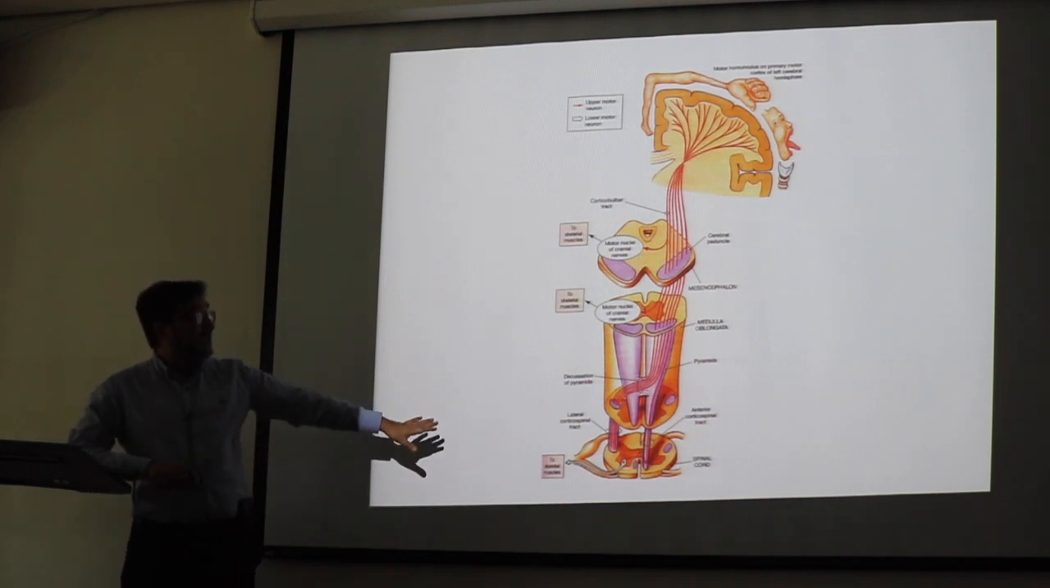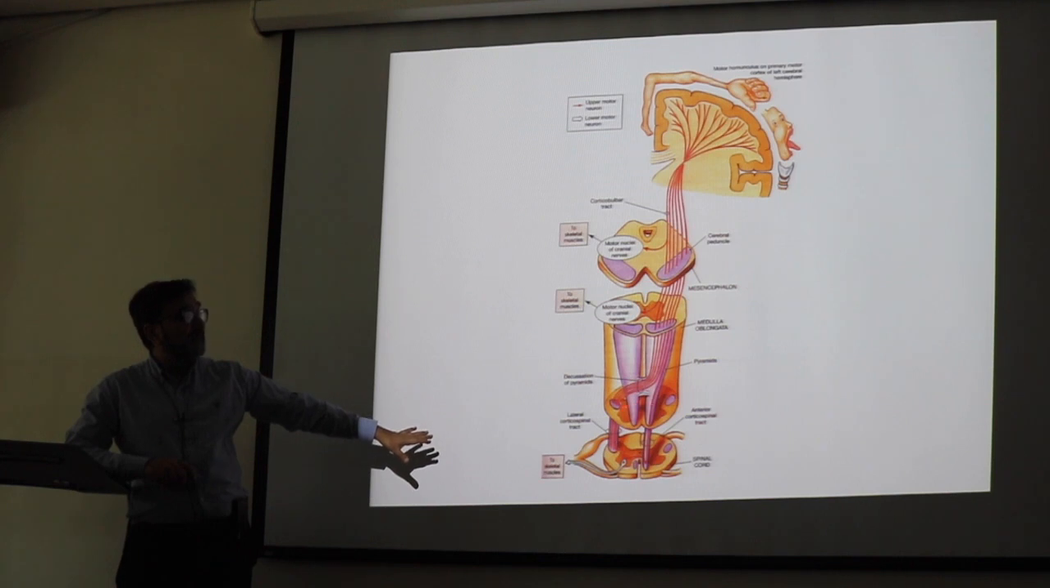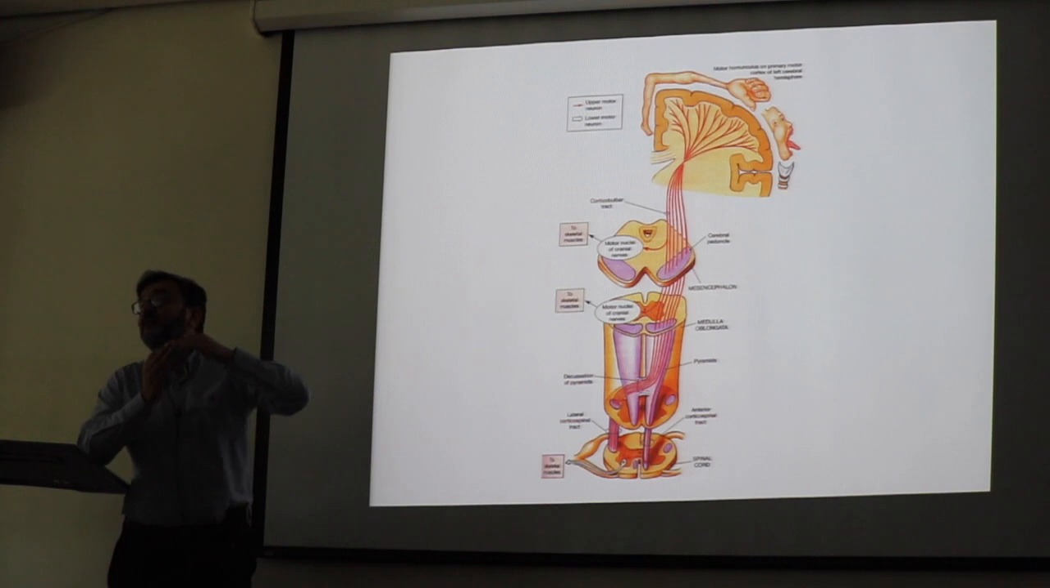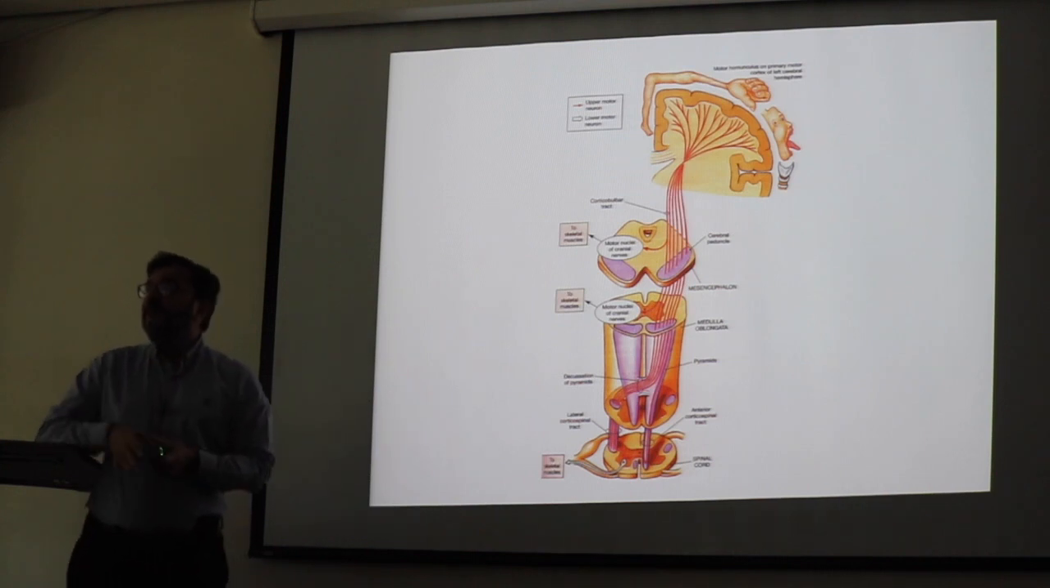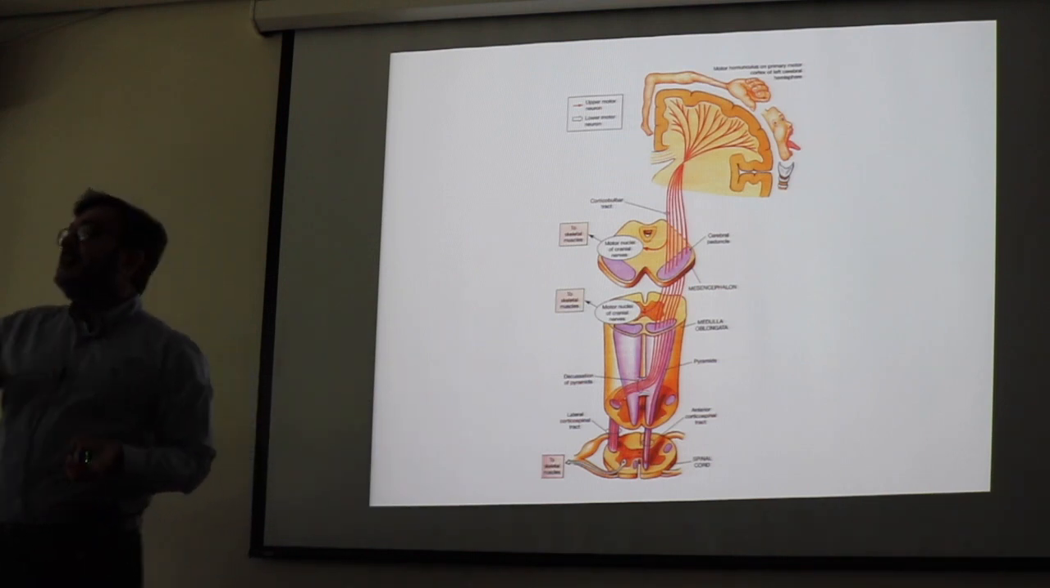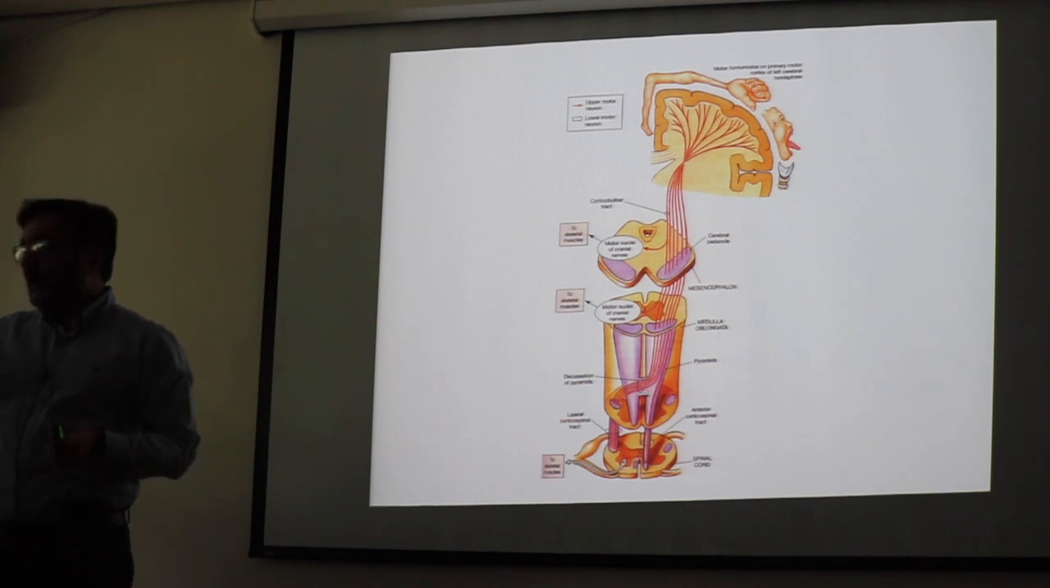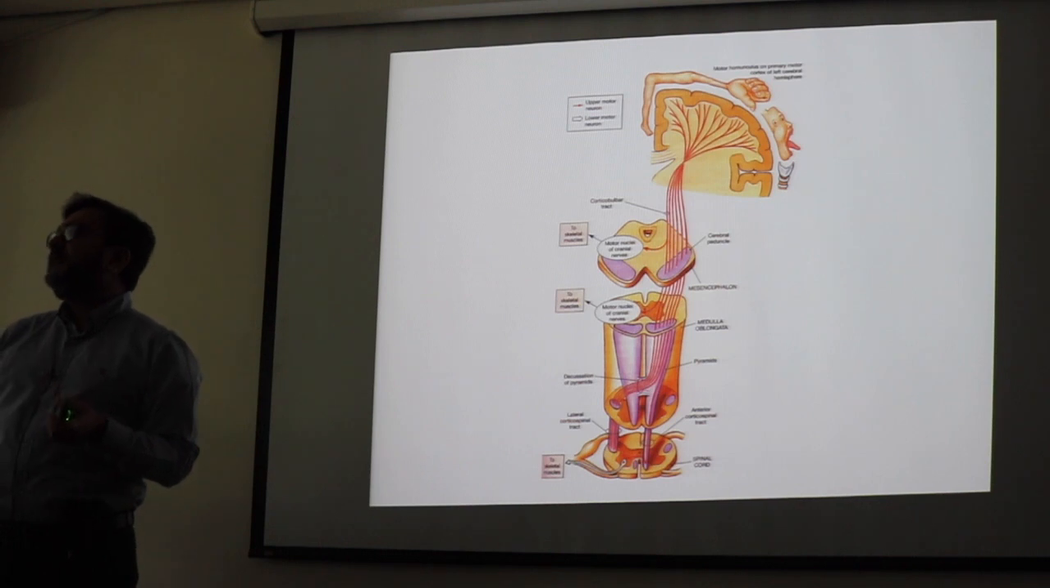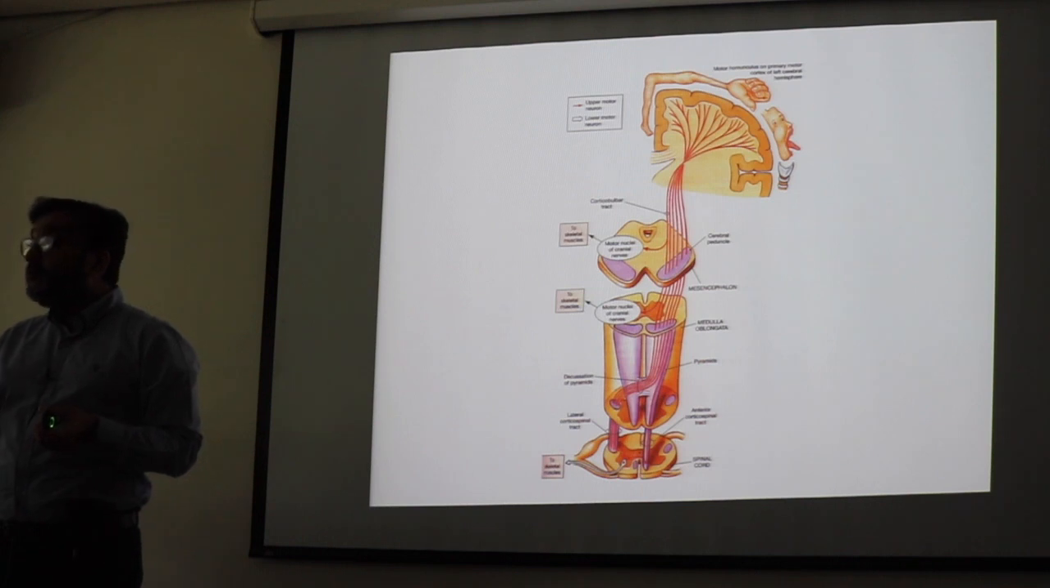So what you are seeing here is that 85% of the fibers are crossing at the level of the junction between the medulla and the spinal cord. So if you have damage of the spinal cord at any particular level, T4, T5, below the level of the lesion, you would have the lateral corticospinal tract cut. So you would have an ipsilateral spastic type of paralysis. It would not be contralateral.